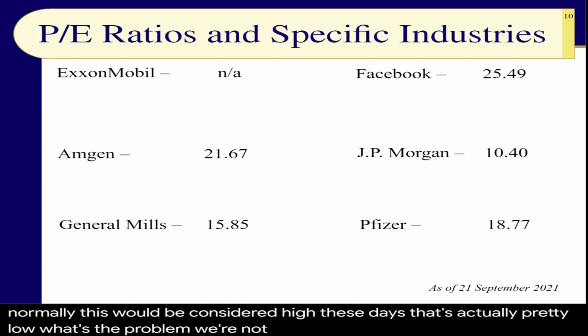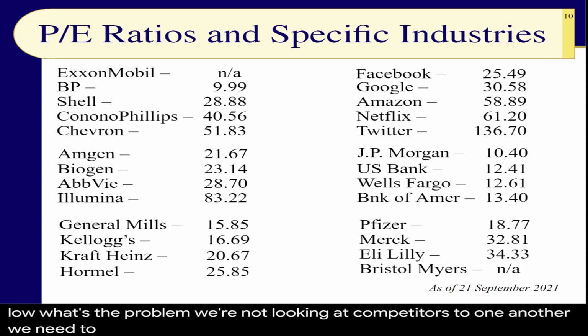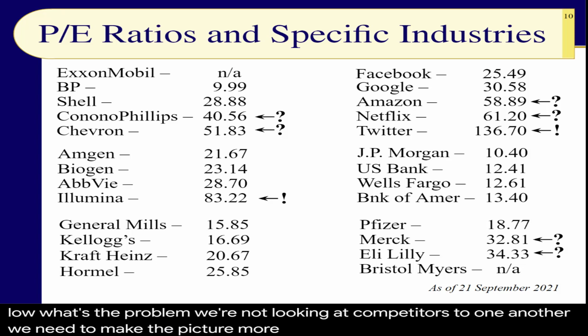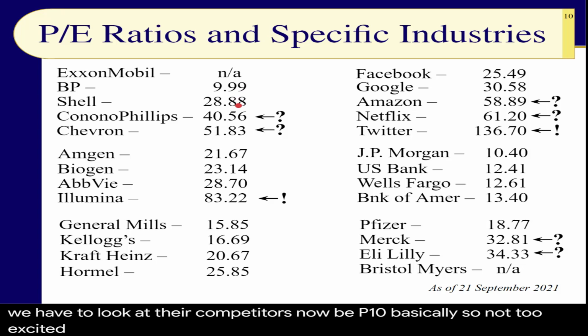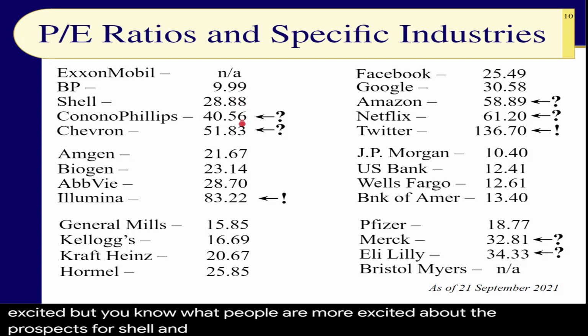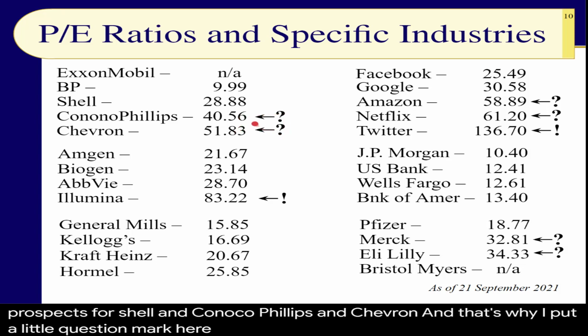Well, what's the problem? We're not looking at competitors to one another. We need to make the picture more complete. If we take a look at Exxon, we have to look at their competitors. Now, BP, 10, basically. So not too excited. But you know what? People are more excited about the prospects for Shell and ConocoPhillips and Chevron. They're much more excited, aren't they? And that's why we put a little question mark here.